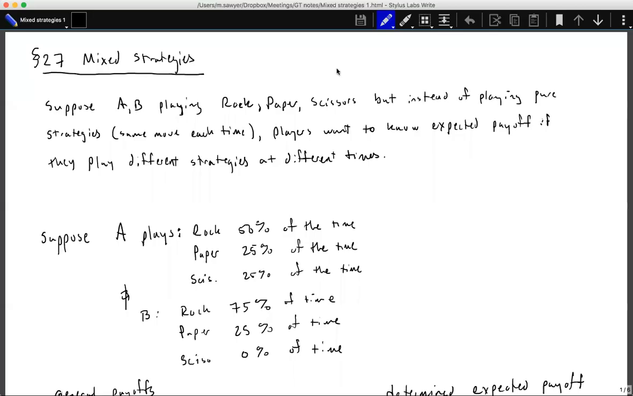Welcome to Game Theory. This is section 27 in your text on mixed strategies. So in games that we've talked about so far, players have always chosen to play the same strategy. We call this pure strategies, where they do the same move every time they play the game.